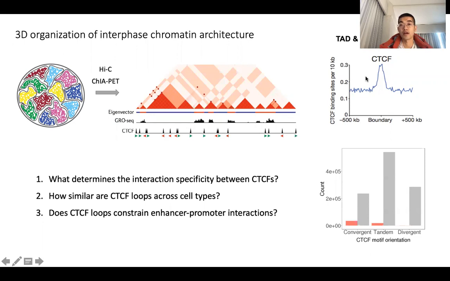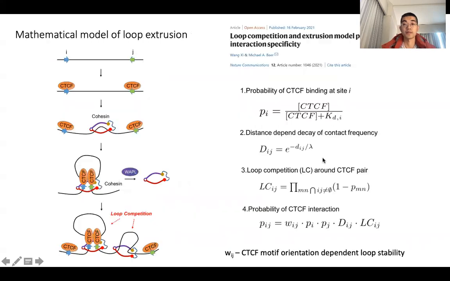So here I want to answer three questions about CTCF. That is, what determines the interaction specificity between CTCFs, and how similar are CTCF loops across cell types? And finally, do CTCF loops constrain enhancer-promoter interactions? For the first question, I just want to note that the convergent CTCF motif orientation is not sufficient to solve it, because there is a huge number of non-interacting convergent CTCF motif pairs that are close to each other.